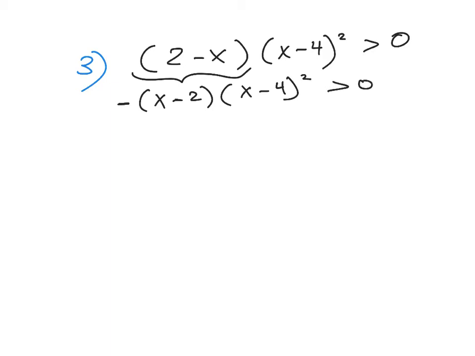And I'm interested in the part of the function that is above the x-axis. So let's look at our x-intercepts. The first one is 2. And the second one is 4 with a multiplicity of 2. The end behavior, so if I look at that, that's a negative.